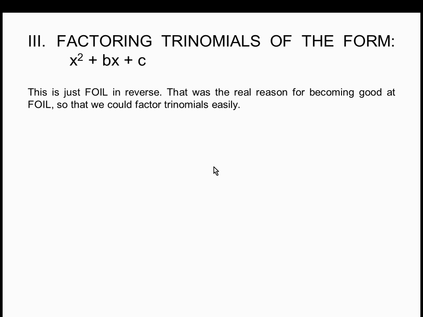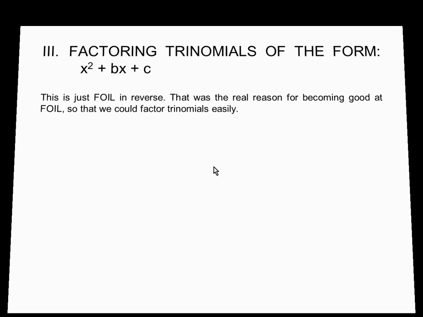Our third factoring technique, factoring trinomials of the form x squared plus bx plus c. This is the usual classical factoring. This is just FOIL in reverse. This was the real reason for becoming good at FOIL, so we could factor trinomials easily. It's also the reason you want to write the result of a FOIL problem in order. You want to write it in the order of first, outer, inner, last. It makes it easier to see how to factor it.